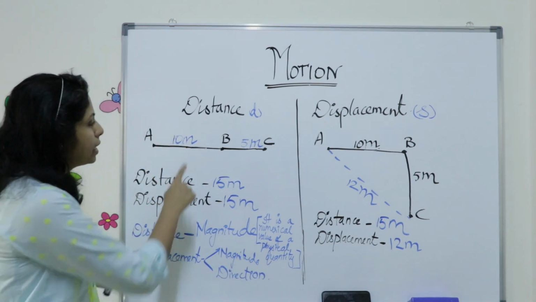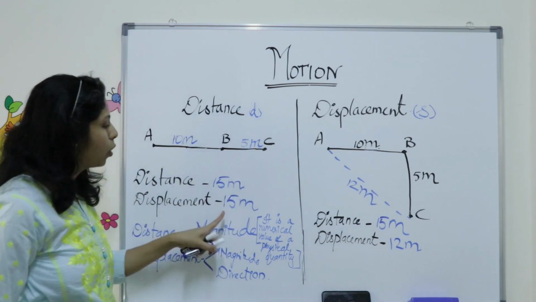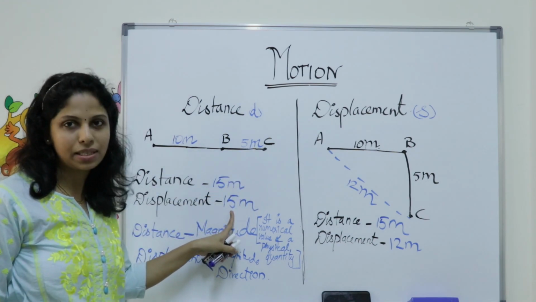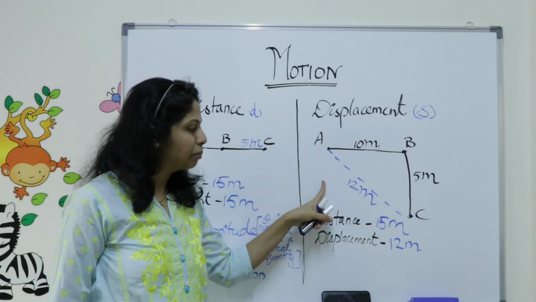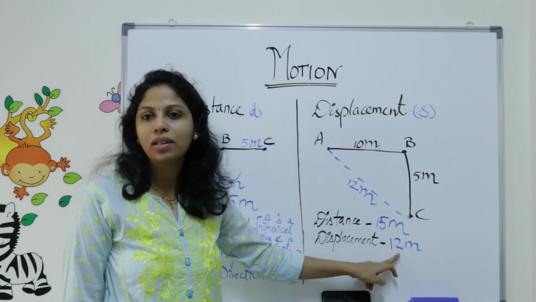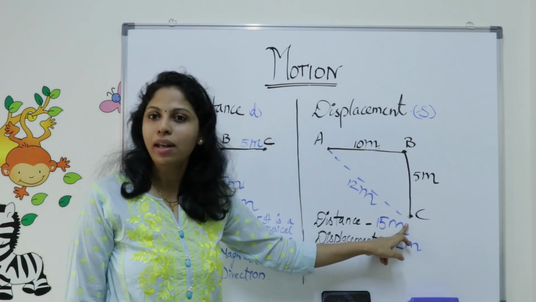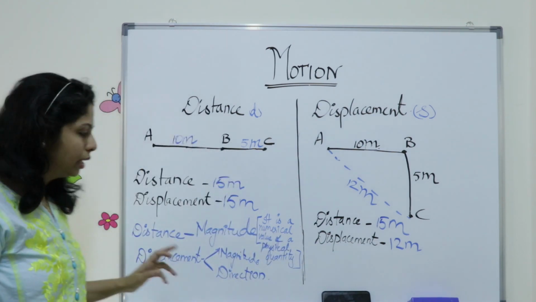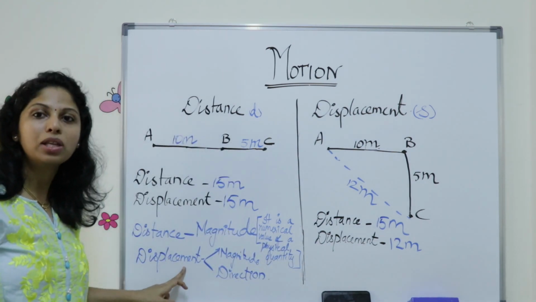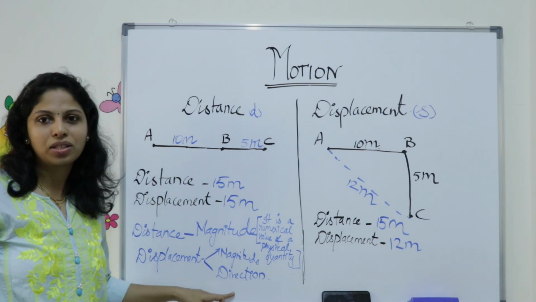See here, the object is traveling in a straight line and we have got the displacement as 15 meters. Whereas in this example, the displacement what we have got is 12 meters. It's only because of the change in the direction of the motion of an object. Therefore, the value of displacement depends both on the magnitude and also the direction.